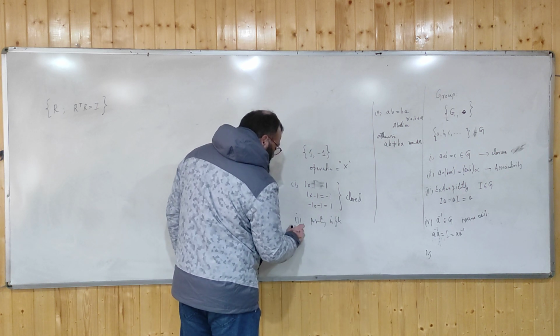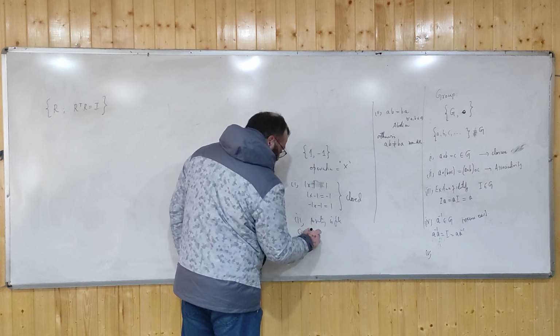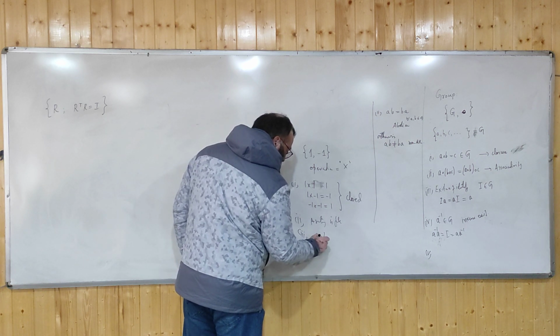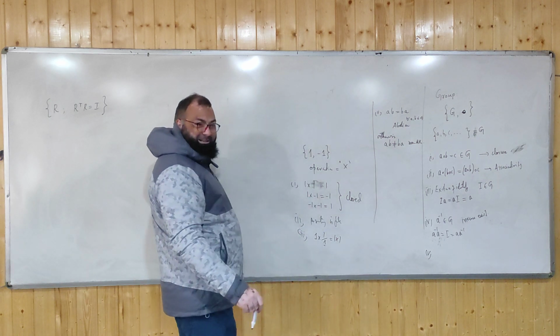So now let's take the inverse. What is the inverse of 1? 1 by 1. Is it? Into 1 by 1. So what is that? So 1 into 1. So 1 is the inverse of itself.